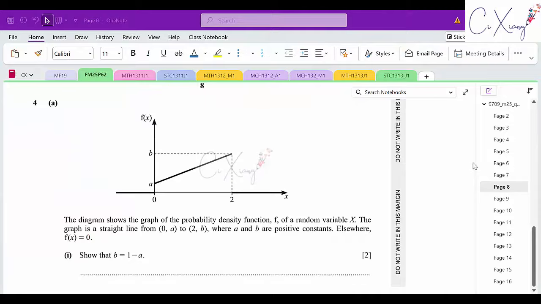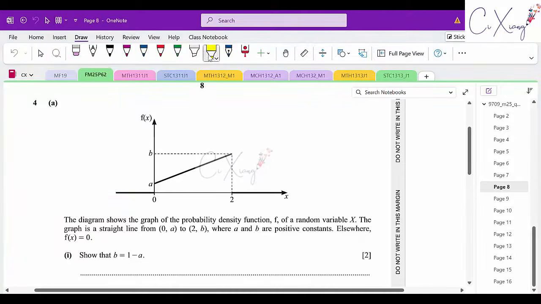All right, so we are now at question number 4. We are given a diagram that shows the probability density function f of a real variable x. The graph is a straight line, and it is quite clear that it starts from the point (0, a) and goes until (2, b), where a and b are positive constants.